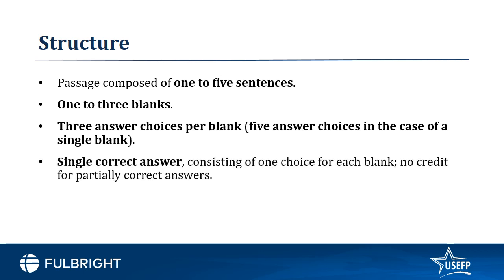There is a single correct answer that consists of you getting each choice per blank correct. There is no credit for partially correct answers. For example, in a question that has 2 blanks, you will not get any score for getting 1 blank correct. Similarly, for a 3 blank question, there is no credit for getting 2 blanks correct. All blanks have to be correct for you to get the question right. In this video, we will look at 3 examples of 1, 2, and 3 blanks, and we will attempt to solve them together.